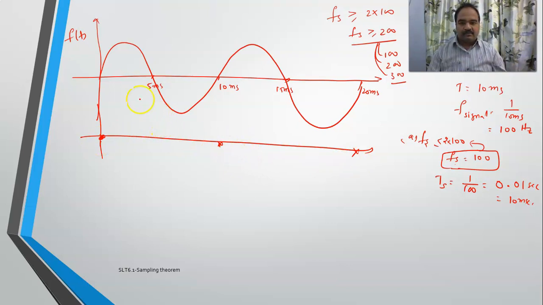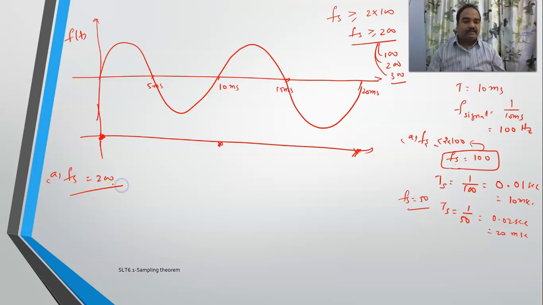Now let us suppose I take something like 50. So it is 1 by 50, it is 0.02 seconds, which means 20 milliseconds. So what I'll get directly here: this is at 0 and this is at 0. This is not a replica of what we actually desired. Understood. Now case 2, I'll take fs equal to 200.